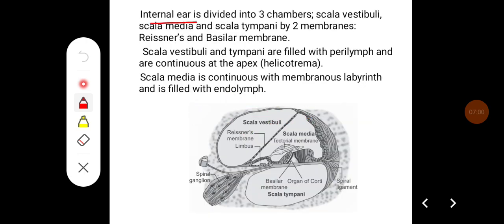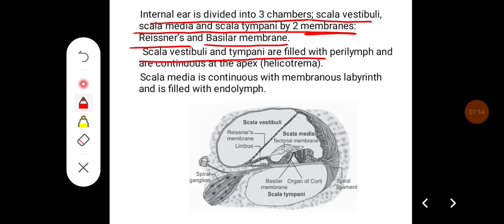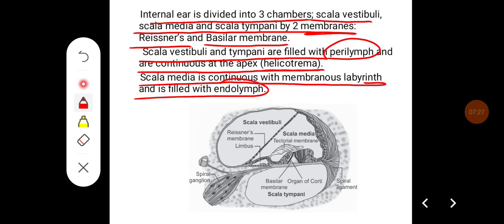The internal ear is divided into three chambers, that is the scala vestibuli, scala media, and scala tympani, by two membranes, that is Reissner's membrane and basilar membrane. Scala vestibuli and scala tympani are filled with perilymph and are continuous at the apex, that is through the helicotrema. Scala media is continuous with the membranous labyrinth and it is filled with endolymph.